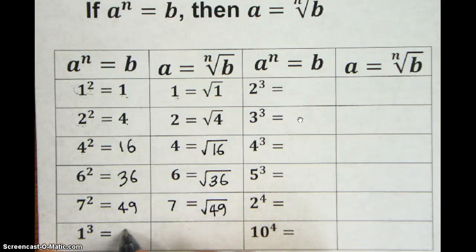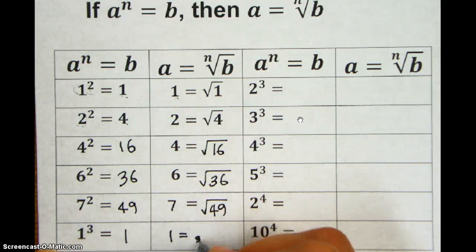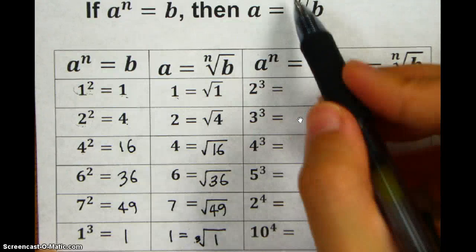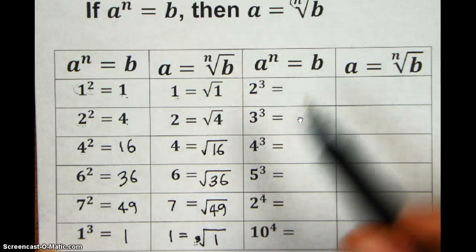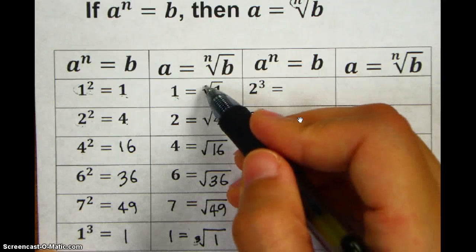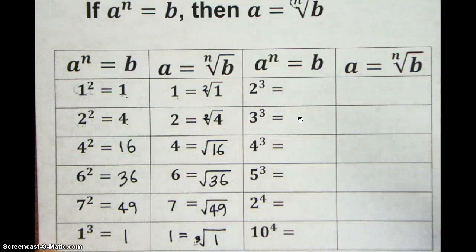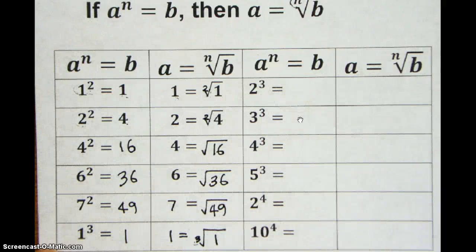1 cubed is 1. So now we can say this 1 is equal to the cube root of 1. So notice that I have this small number next to the root. That's the index. That's the n. Here we don't really have such an index. If you don't see any index, that means it's a square root. A small 2 is hidden here. We often don't write 2 on our square root because square roots are so common.